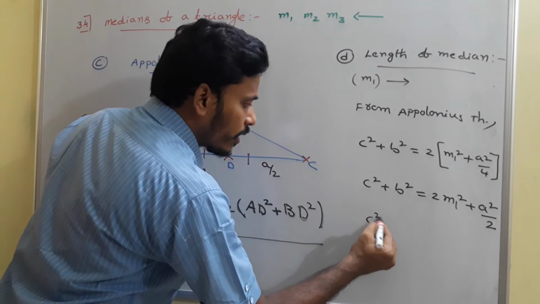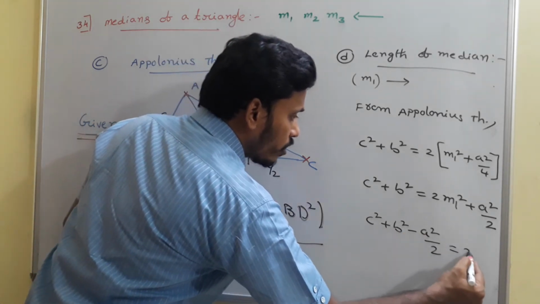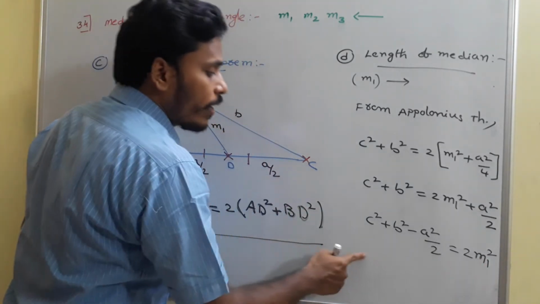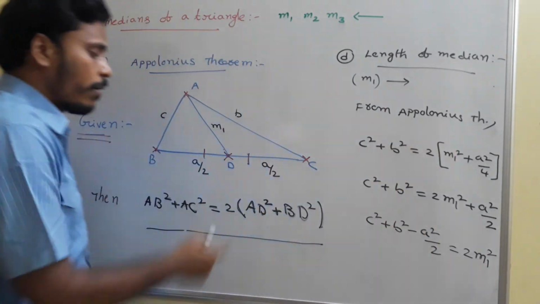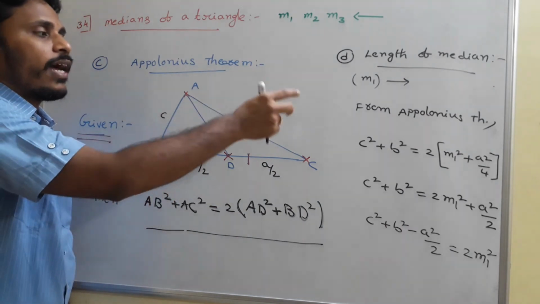So it is very clear that (c² + b² − a²)/2 is equal to 2m₁². And how did we derive it? Just using Apollonius theorem, and this is Apollonius theorem. This is the diagram. From there we have that statement.